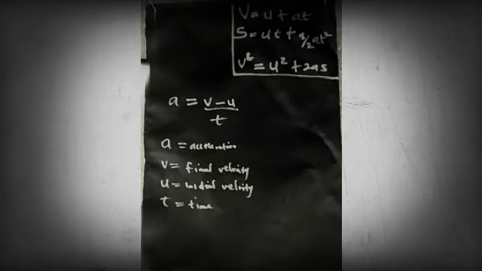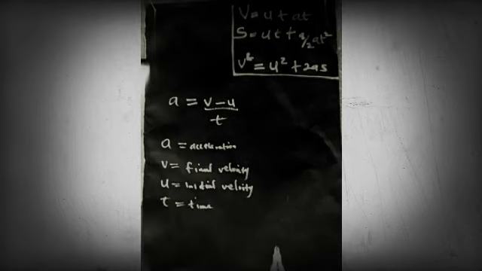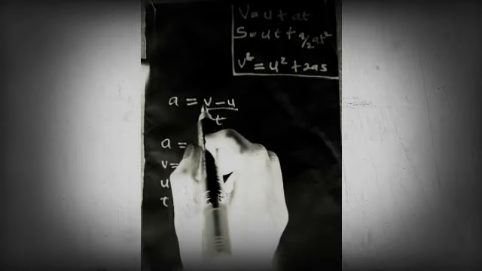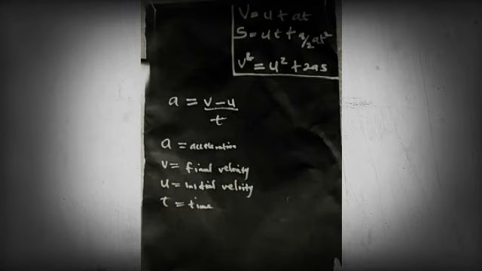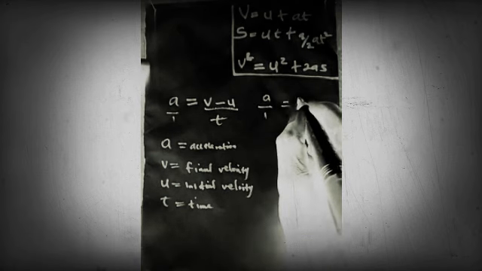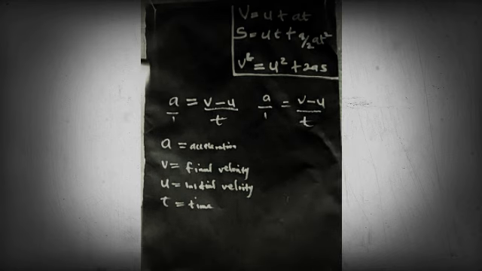As you can see, the first equation of motion here is V equal to U plus AT. That means from this formula, we are going to make V the subject of the formula. How can we make V the subject? From your knowledge of mathematics, A equal to V minus U all over T. Here A is the same thing as A over 1, so that you now have A over 1 equal to final velocity minus initial velocity all over time taken.